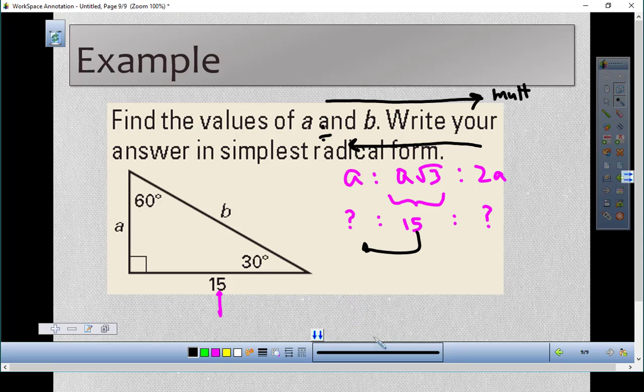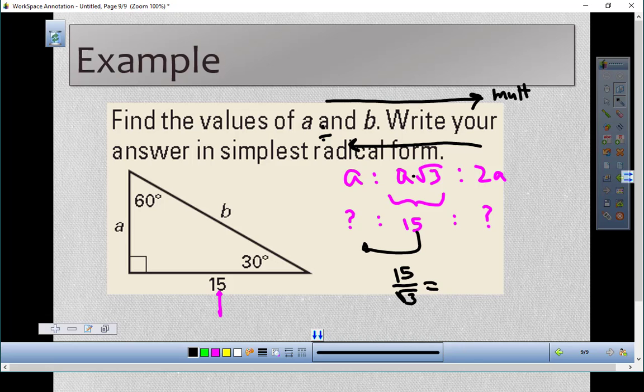Divide by what? 3. No, divide by the square root of 3. Okay? So what we need to do is take this number, 15, and divide by the square root of 3. When you put this in your calculator, it will simplify it for you. It's not 5. We're not dividing by 3. We're dividing by the square root of 3.